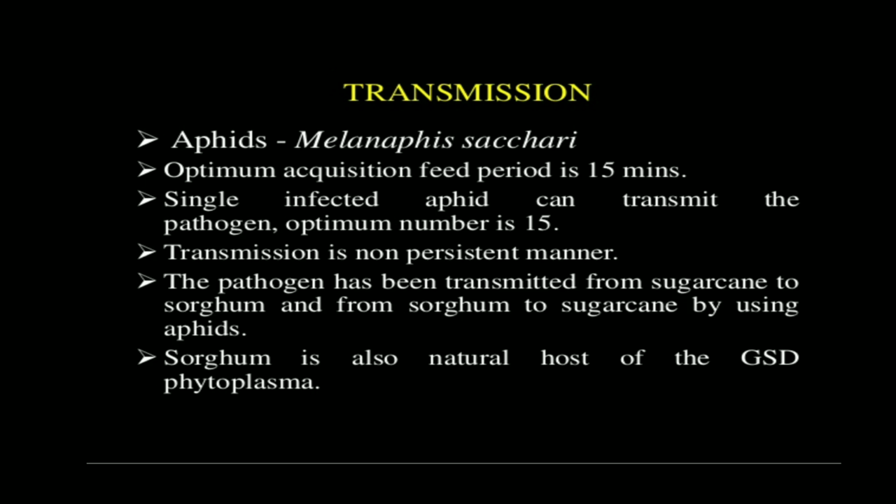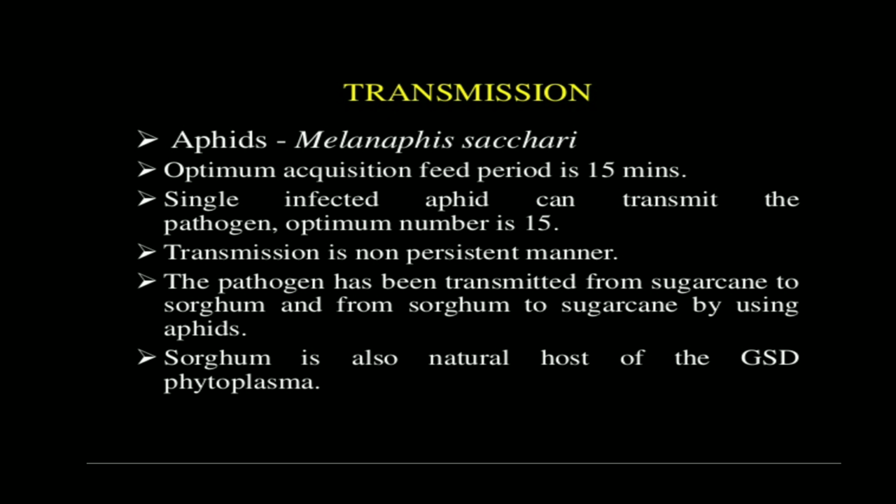The aphid Melanaphis sacchari generally transmits this disease. The optimum acquisition feeding period is near about 15 minutes, right? If the aphid feeds on the plant for up to 15 minutes, then the plant will be infected by this mycoplasma. A single infected aphid can transmit the pathogen, right? The optimum number is 15. The transmission is in a non-persistent manner, right? So there is no persistence, it will transmit in a non-persistent manner.